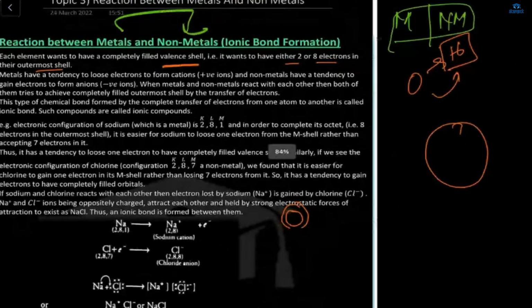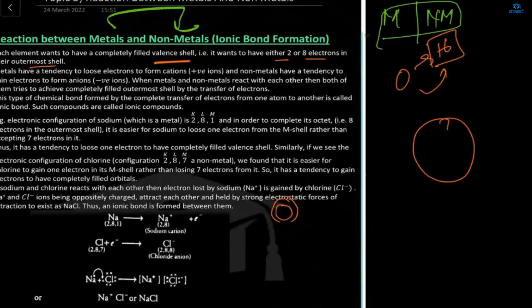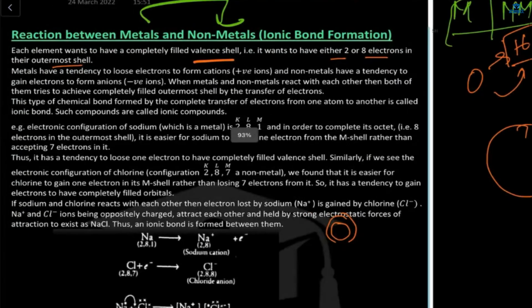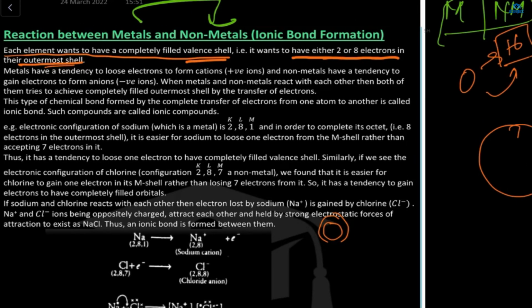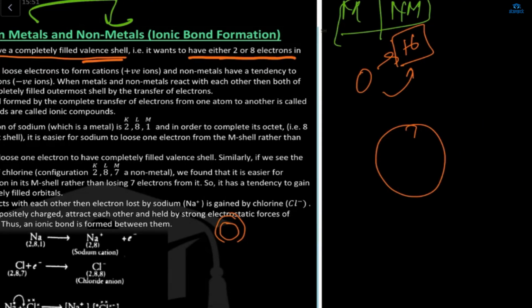Ma'am, can you also mark out some points from here that we can note down? I'll underline it all. You can mark this: each element wants to have a completely filled valence shell. Either they have 2 or 8 in their outermost shell, which is fixed. For example, for oxygen, which is 16, what will be the electronic configuration? It will be 2, 8 and 6. In the first orbit it will be 2.